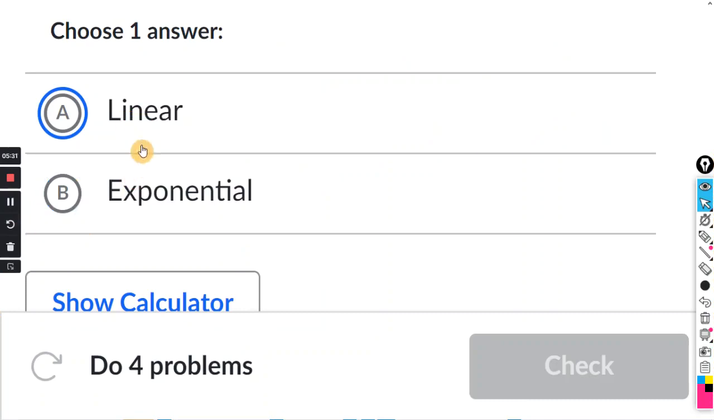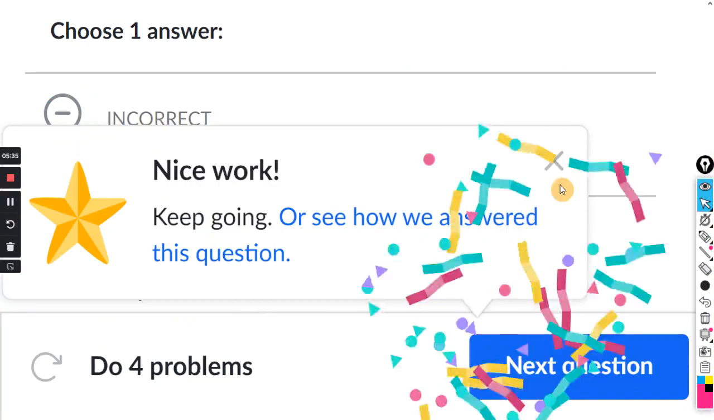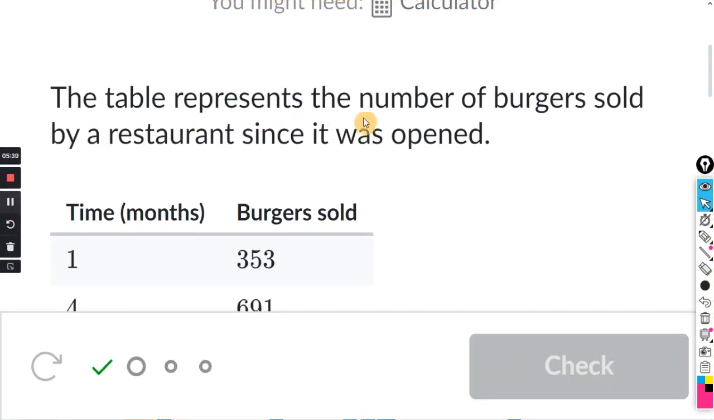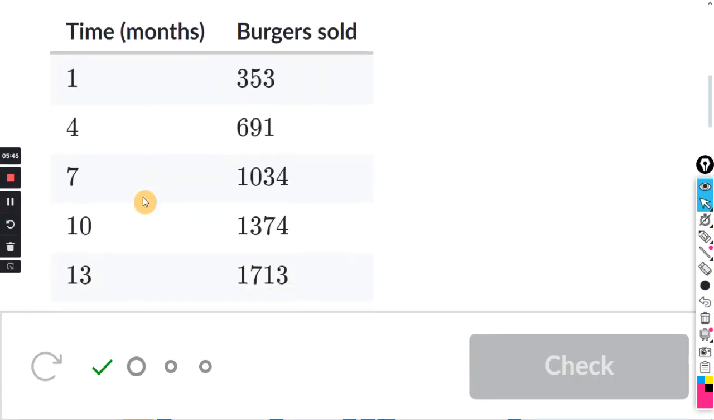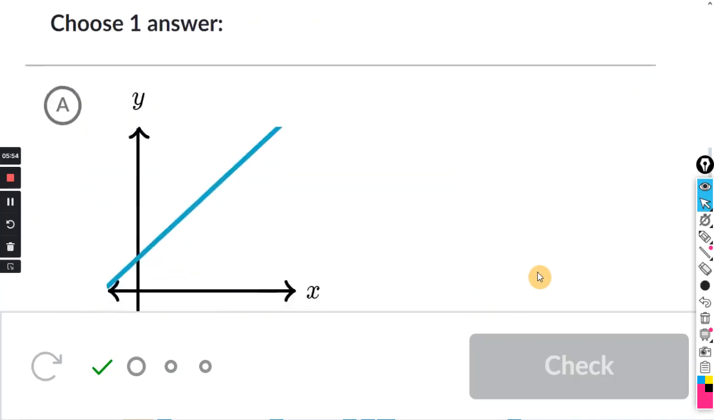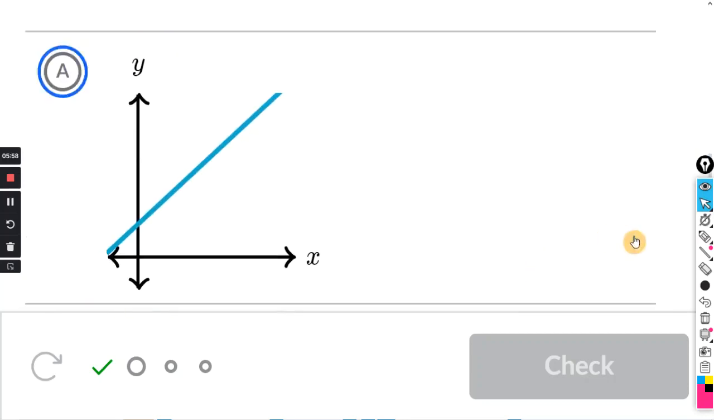All right, so only two possible answers, so we said it's exponential. All right, the table represents a number of burgers sold by a restaurant since it was opened. So here's the table, the X's and the Y's. Which graph best represents the relationship between time and the number of burgers sold? They didn't write linear or exponential, but they gave us graphs.